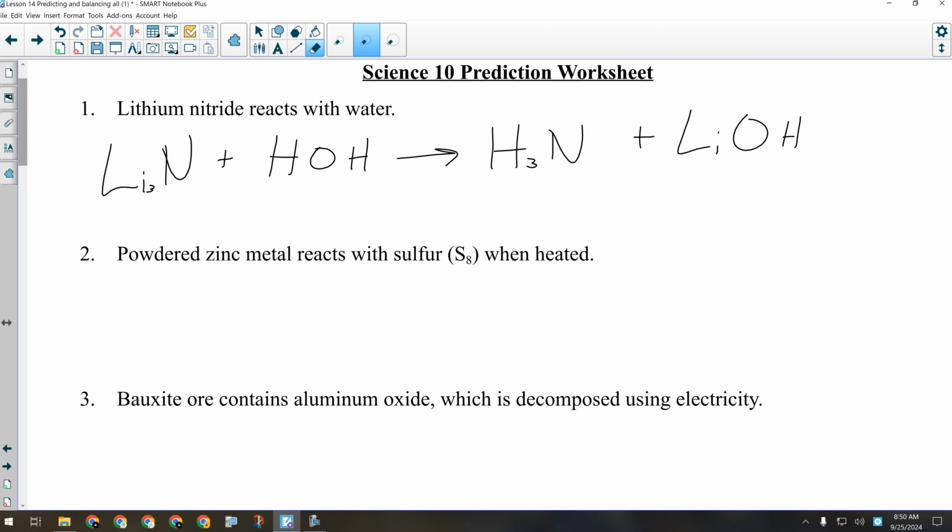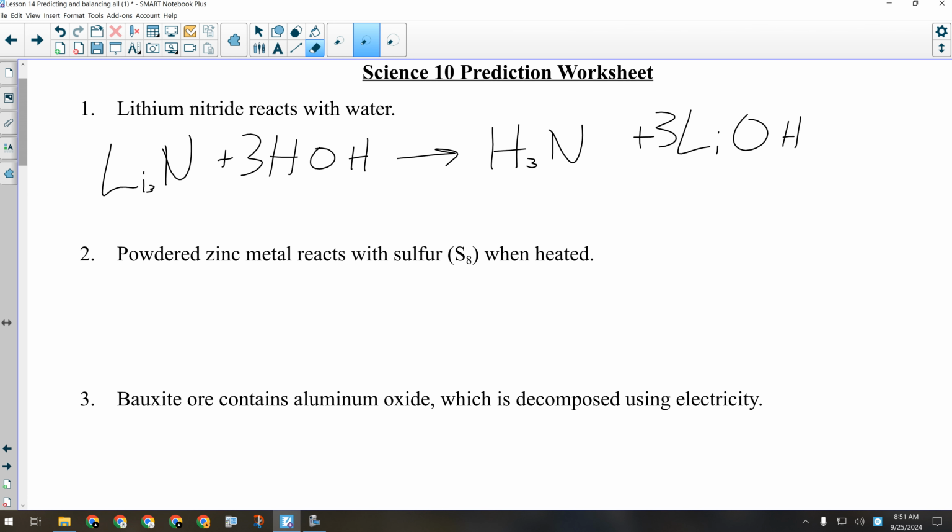Now what do I do? Balance, okay. 3 is the biggest number and it's on 2 different things, so we'll just start with lithium. Put a 3 there, that gives me 3 OHs, putting a 3 there, okay, should make that all work out nicely. 1, 3, 1, 3.